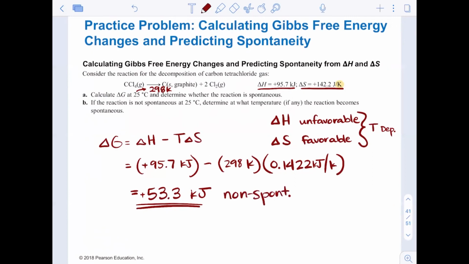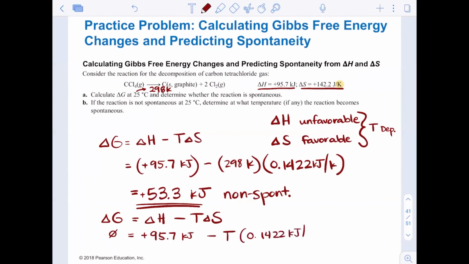If the reaction is not spontaneous at 25 degrees, we're moving on to B. What temperature would the reaction become spontaneous? The best way to do this is to solve for temperature using the exact same equation, right? Delta G is equal to delta H minus T delta S, except for now we know 0 is the threshold. So let's plug in 0 for delta G and solve for T. Again, when we solve for it, it will be in Kelvin. Take a minute, solve for T. Do the algebra, rearrange. We should be getting 673 Kelvin. Very high temperatures.